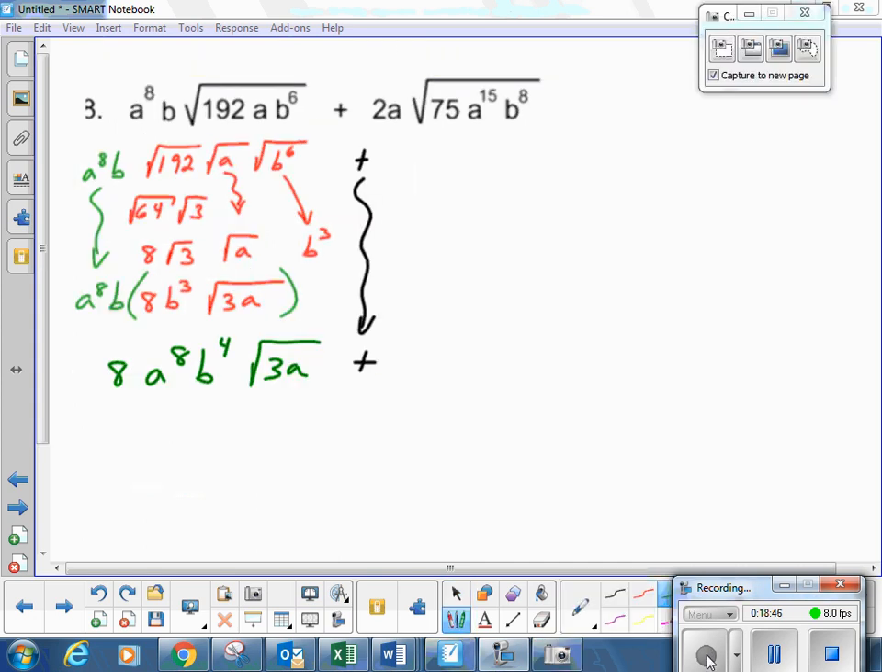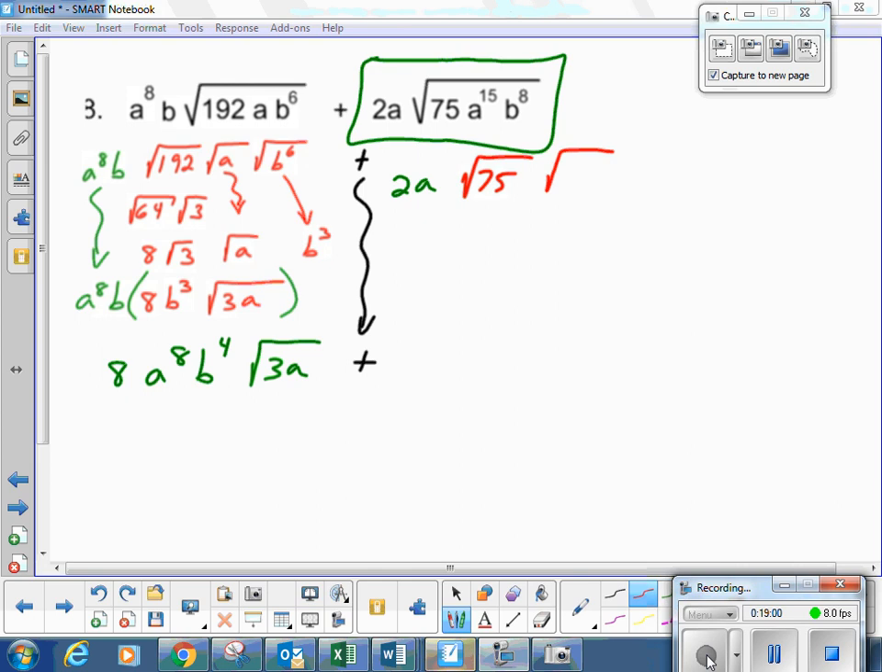Okay, so now let's work on this second radical over here. All right. Similarly, I'm going to leave the 2a out front, and I'm going to break the rest of the radical down into 3 separates. So 75, a to the 15th, and b to the 8th. And that leaves me there. Okay, so I can concentrate on each one of them individually. As far as the 75, I'm looking for 2 perfect squares that are going to go into there. I think 25 and 3 works pretty well. That would give me 5 radical 3.